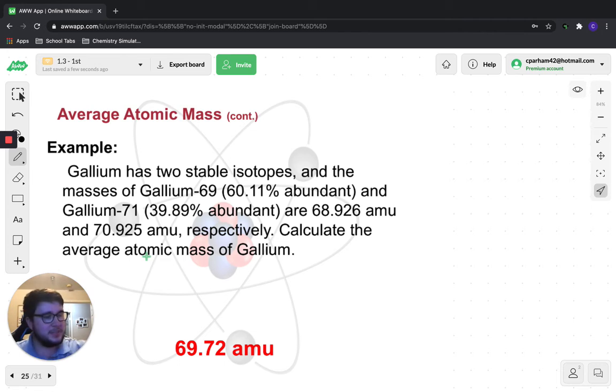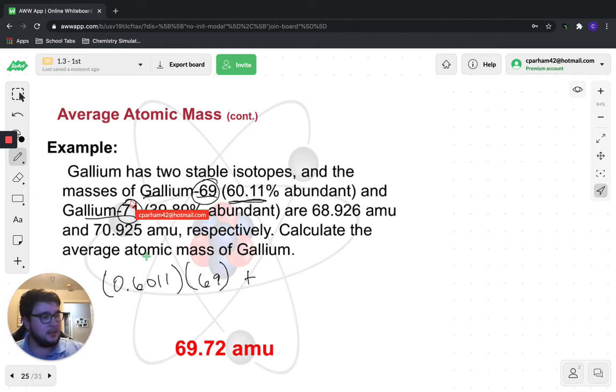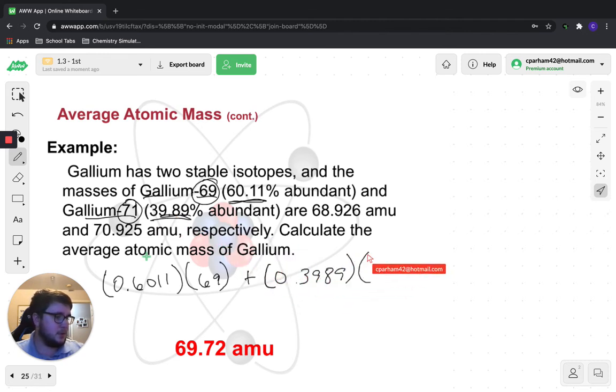The way that should have been set up, and I'm not going to actually do the calculation, but look, my isotope is gallium-69. 69 is your mass right there, and here is your percent abundance, how likely you are to find that in nature. So I'll do 0.6011, after converting that percentage to a decimal, times 69, plus, I've got gallium-71. 71 is my mass. Here's the abundance, 39.89%. So convert that to a decimal times 71.